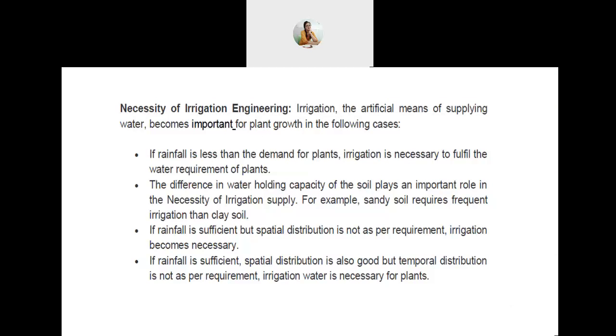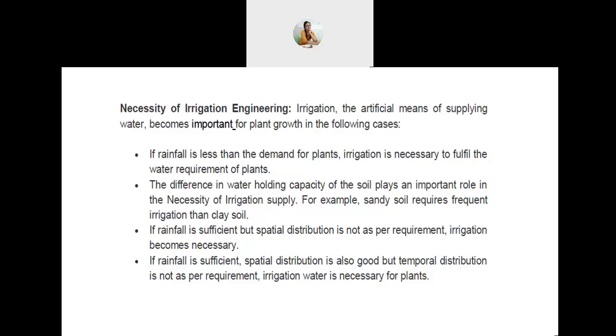Necessity of irrigation engineering. Irrigation, the artificial means of supplying water, becomes important for plant growth in the following cases. If rainfall is less than the demand for plants, irrigation is necessary to fulfill the water requirement of plants. The difference in water holding capacity of the soil plays an important role in the necessity of irrigation supply. For example, sandy soil requires more frequent irrigation than clay soil.